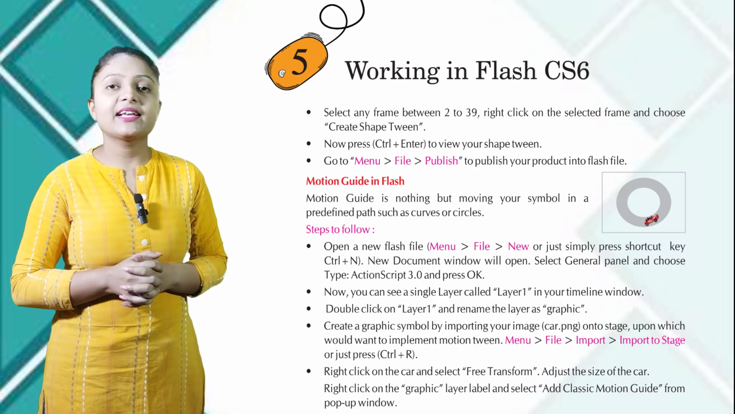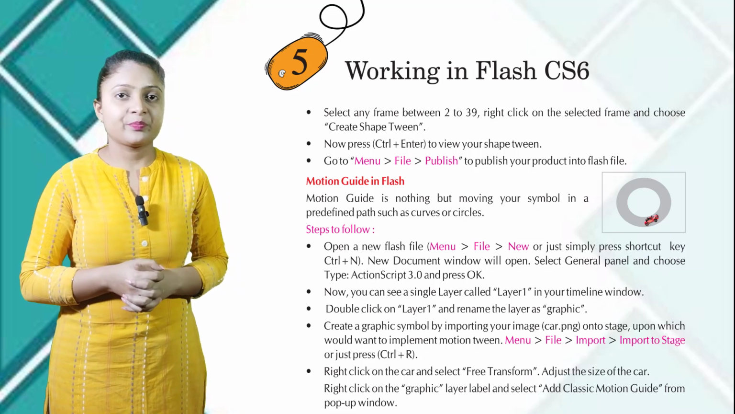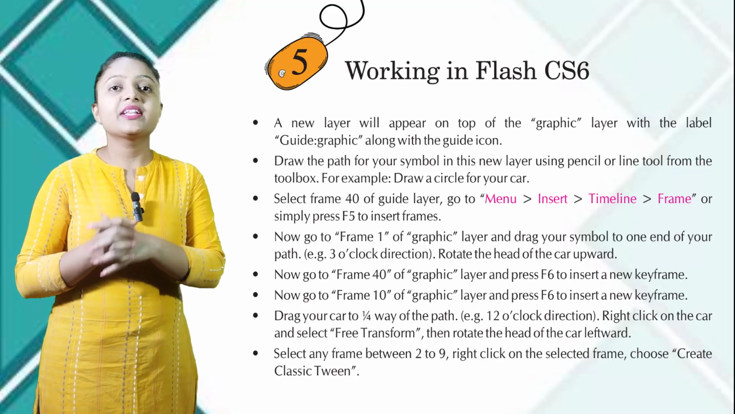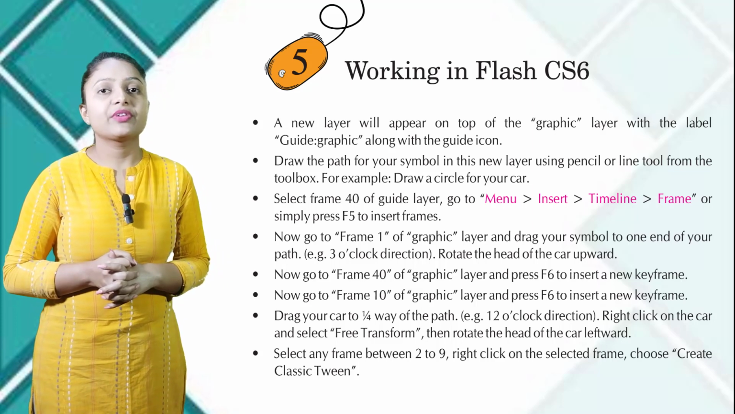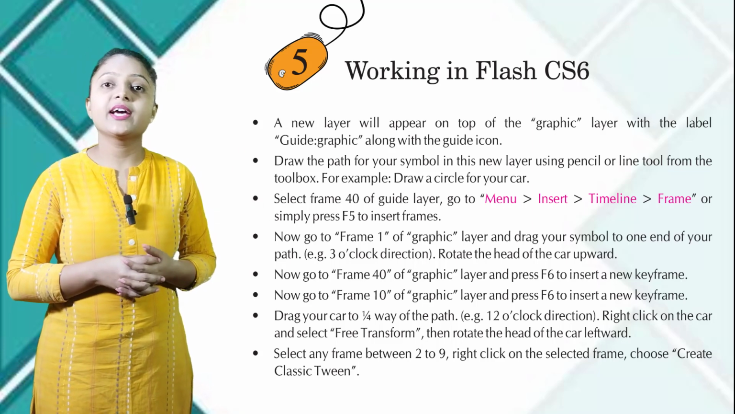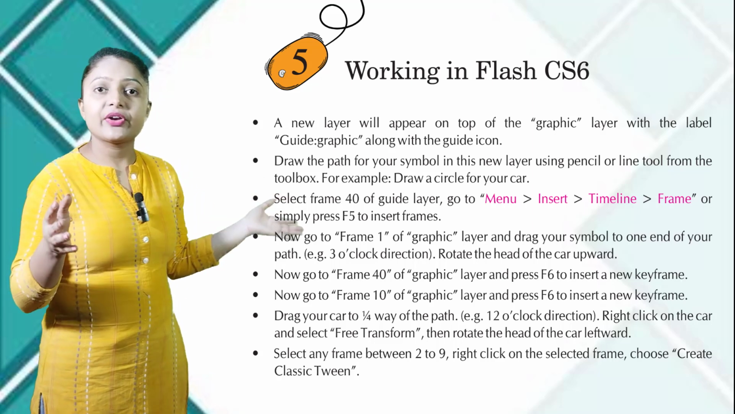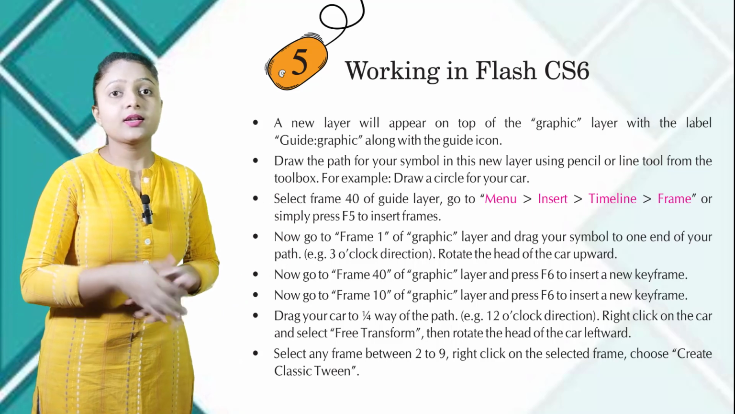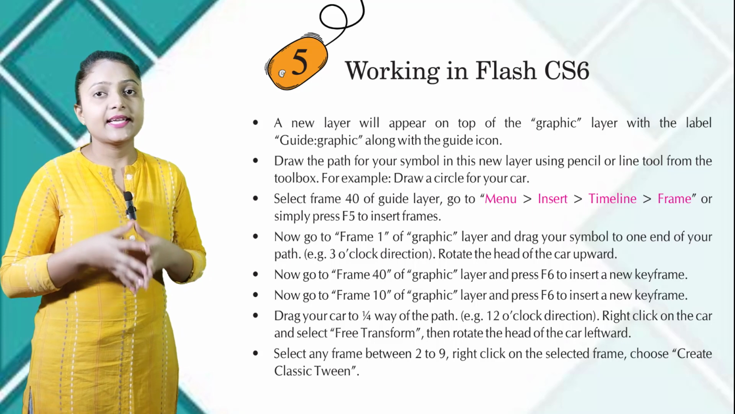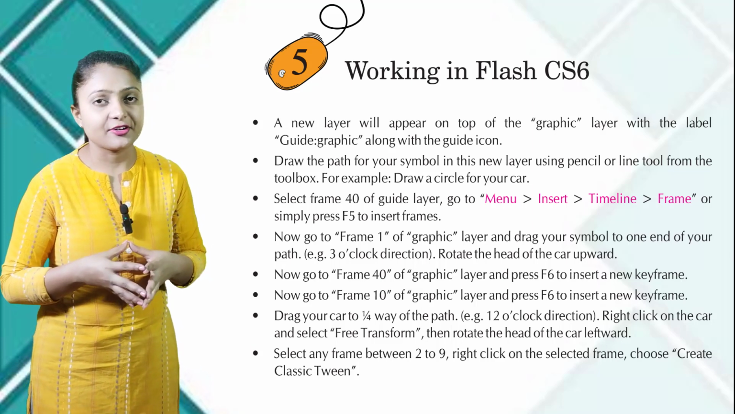Right click on the graphic layer label and select Add Classic Motion Guide from the pop-up window. A new layer will appear on top of the graphic layer with the label guide graphic along with the guide icon. Draw the path for your symbol in this new layer using the pencil or line tool from the toolbars. For example, draw a circle for your car. Select frame 40 of the guide layer. Go to menu, then insert, then timeline, then frame, or simply press F5 to insert frames.